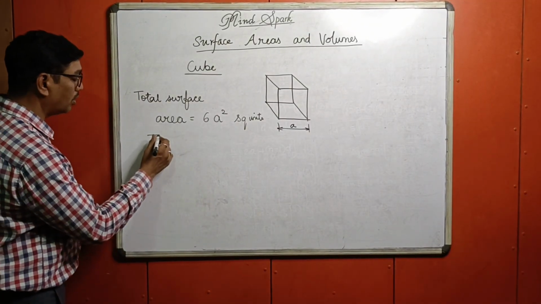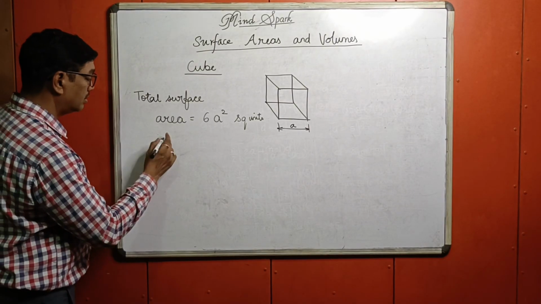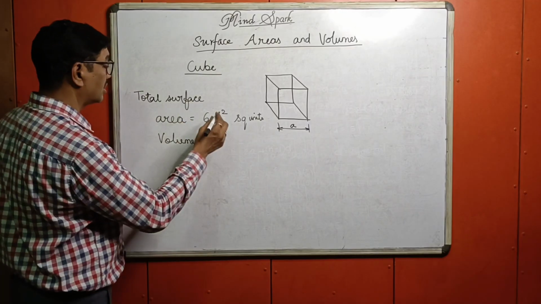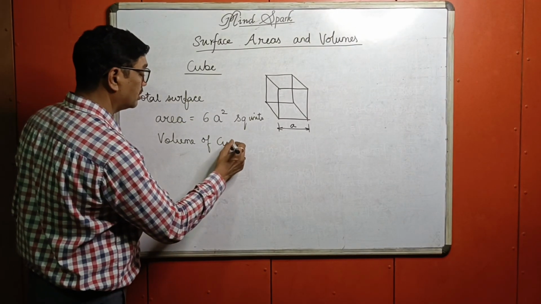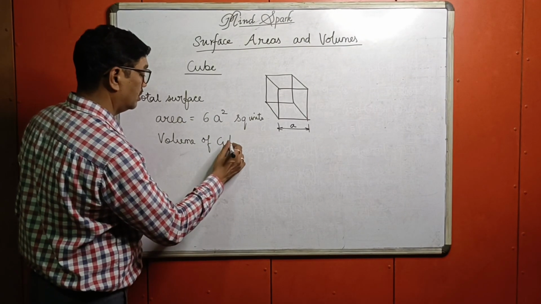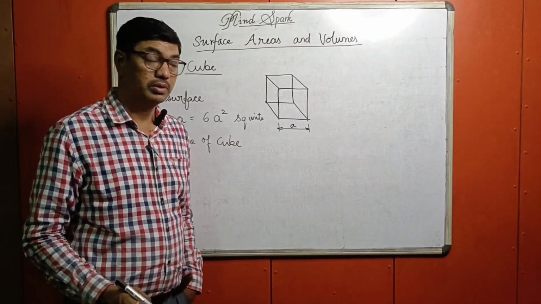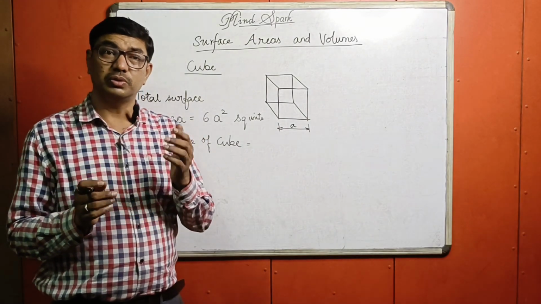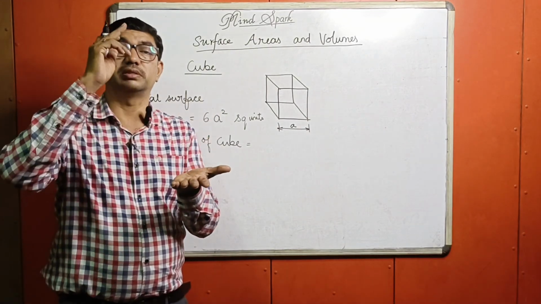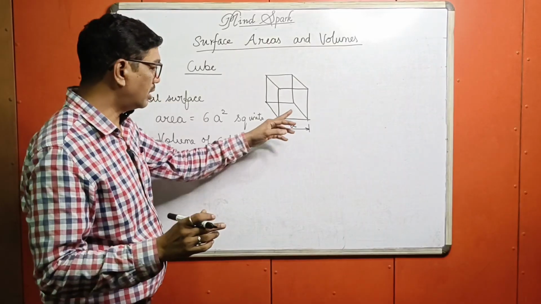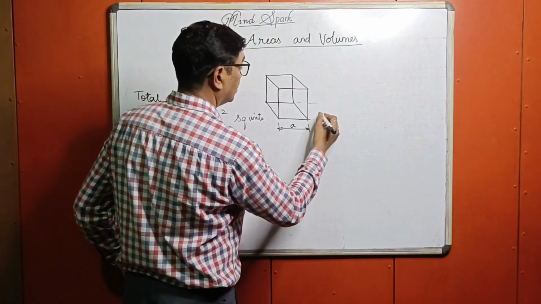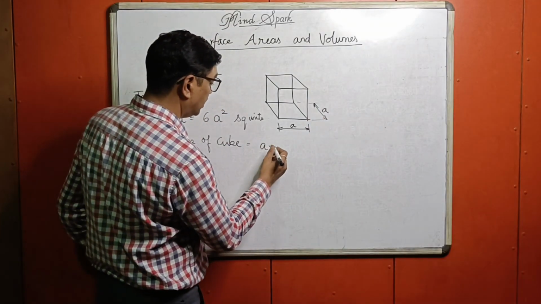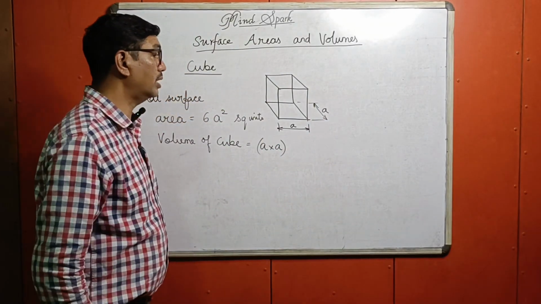Then coming to volume. This is the total surface area of the cube, and the volume of the cube is equal to, always remember, whenever you talk about volume, it is area of the base into height. Very simple. So what is the area of the base? Area of the base is a into a, and into height.